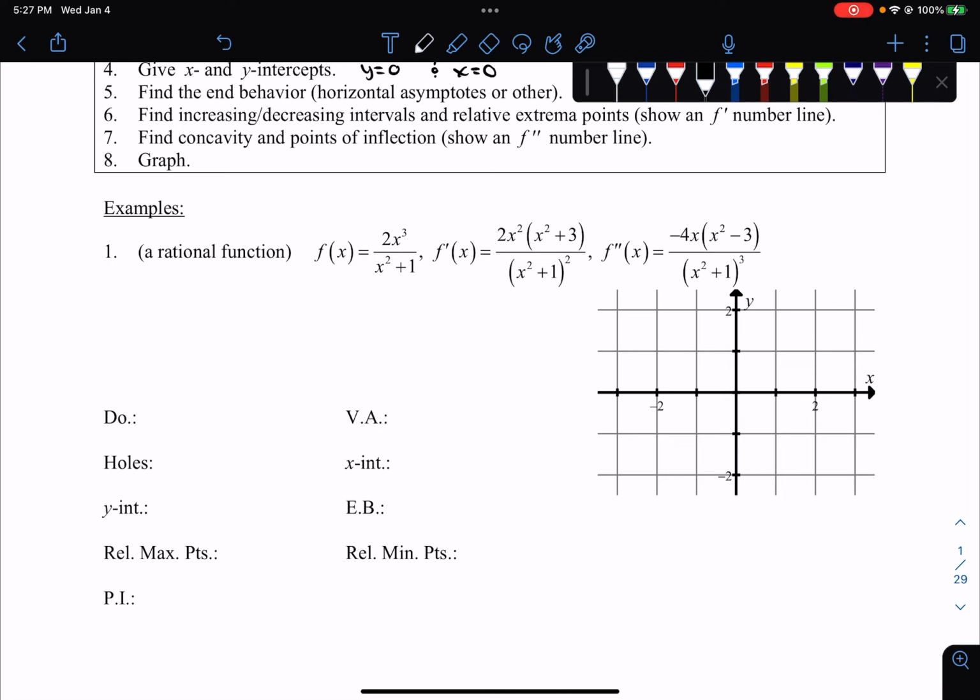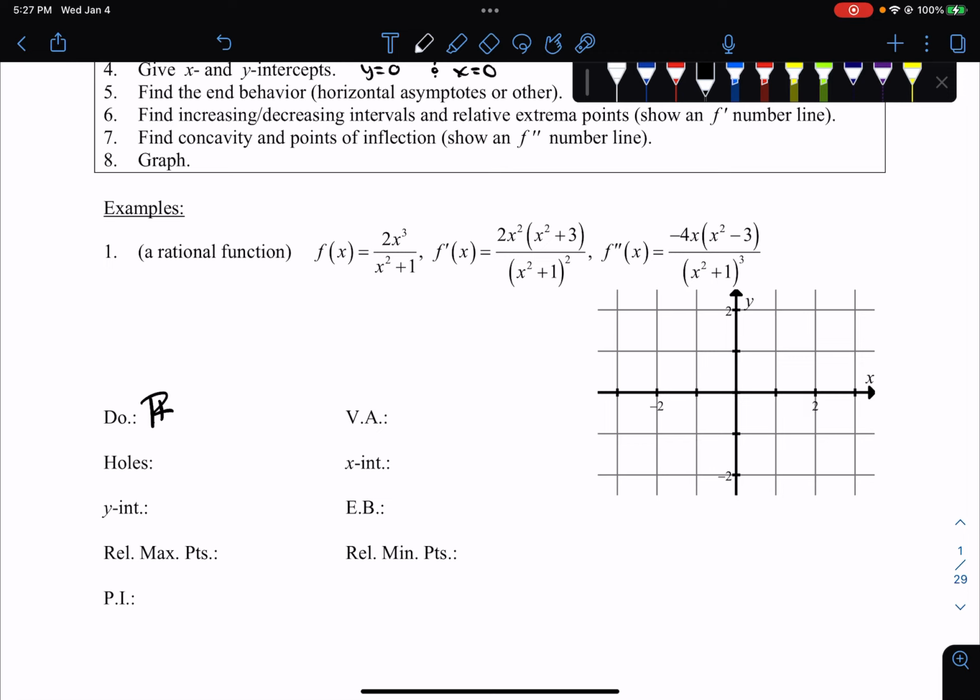So first thing we want is, are there any domain restrictions? Is there anything that's going to make my denominator 0? And since x is getting squared and becoming positive, it's never going to be 0 on the bottom. There's no square roots to worry about. So my domain is all real numbers. I don't need to worry about restricting that anywhere.